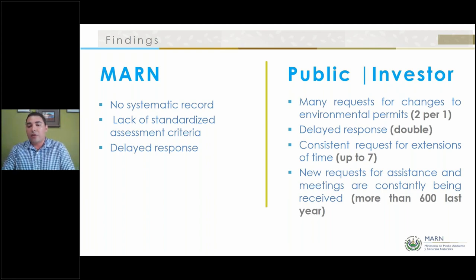Another particular thing was the systematic requests for time extensions in order to submit documents responding to MARN's observations. Sometimes, up to 7 extensions had been registered. And finally, the systematic requests for meetings to clarify observations issued by MARN. Last year, there were more than 600 annual meetings.